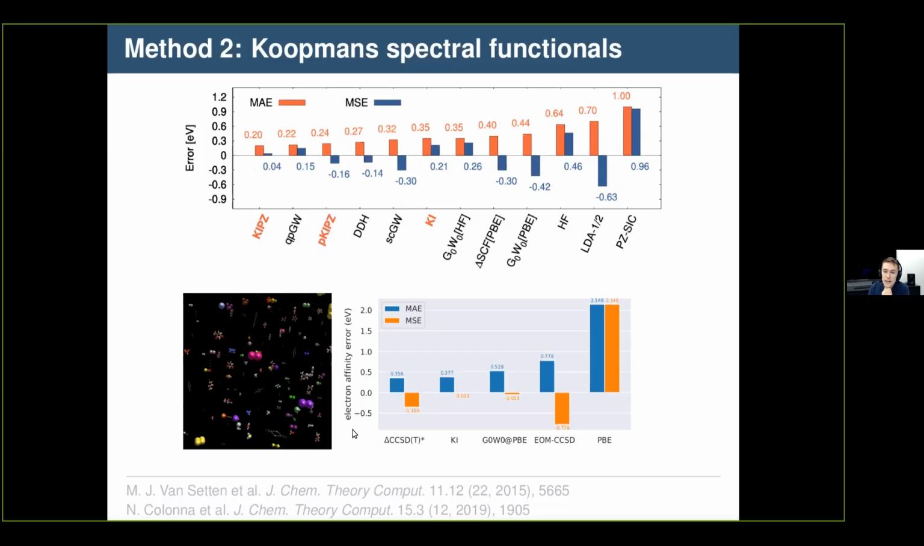And here's some work of mine that we've been doing recently looking at the electron affinities. So this is now the process of adding an electron to the system, and this is comparing against experiments. So we've got Ki, which is our Koopmans spectral functional, and it gives a mean absolute error competitive with delta CCSDT, which is a high quality quantum chemistry result and a much, much, much more computationally expensive calculation. And our mean signed error is great as well. And here you can see in comparison, PBE just systematically gets your electron affinities wrong. So this is really, really encouraging.